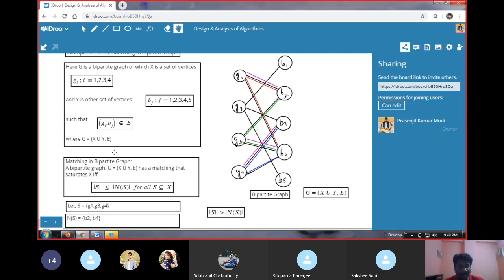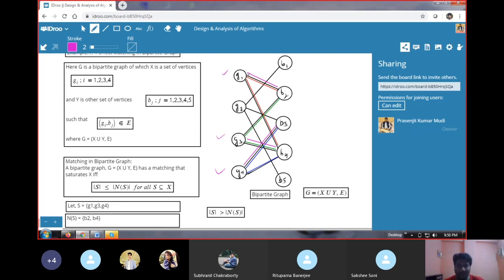So can I find a matching such that every... matching means what? Matching means if I select, let's say, girl G1, girl G3, and girl G4, can I find a possible matching for these girls G1, G3, G4? And matching means, you know, one girl cannot have two boys. In that way, can I find a matching?